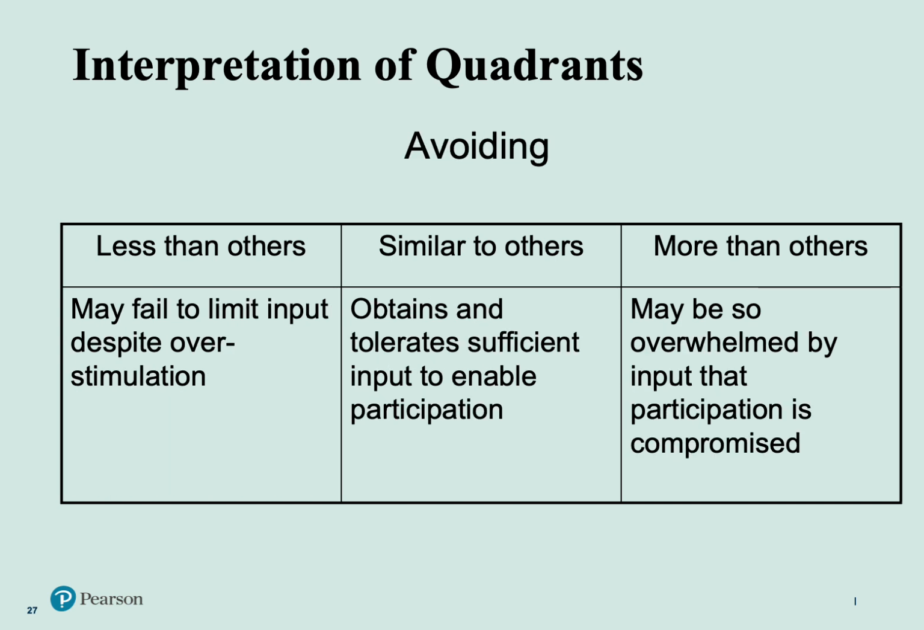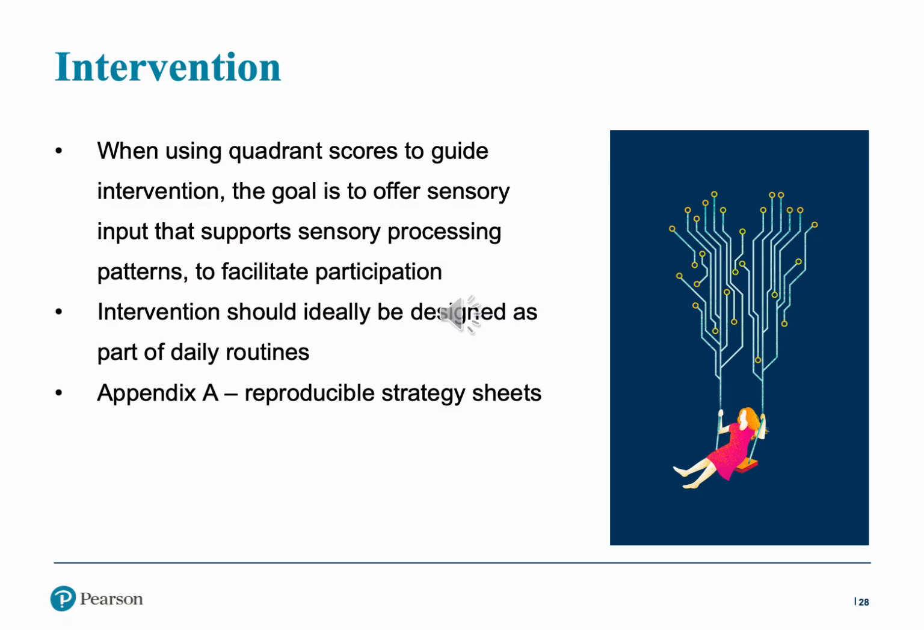Within the avoiding categories, less than others may fail to limit input despite overstimulation. Similar to others, obtains and tolerates sufficient input to enable participation, and more than others may be so overwhelmed by input that participation is compromised.